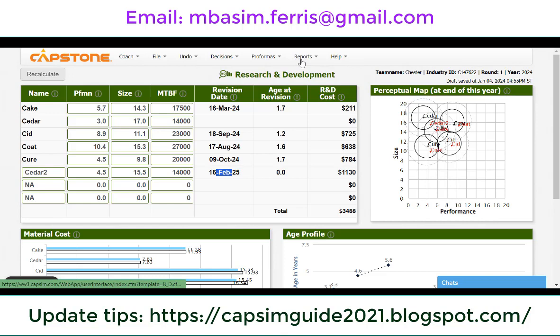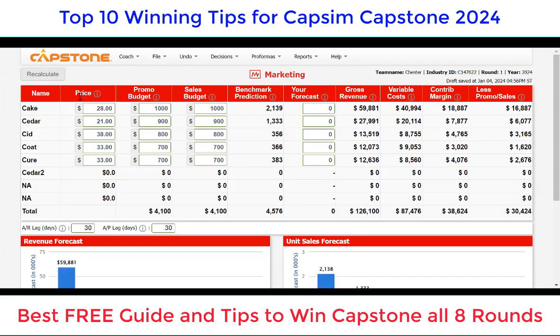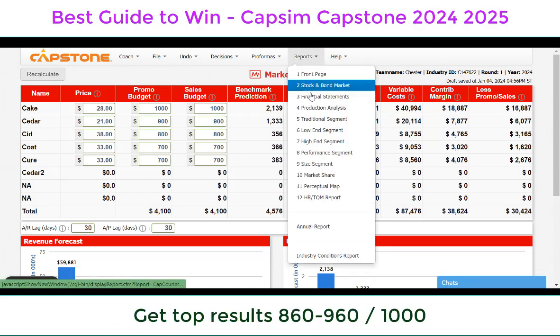And now, very important, we go to the marketing. For marketing, we need to set the price here, set the promotion and sale, and also calculate the sale forecast. I show you the tip here.